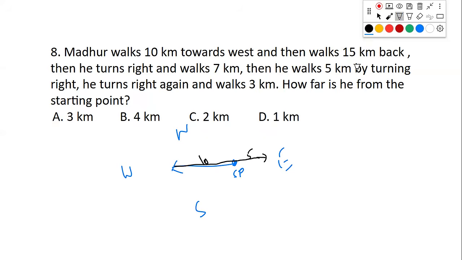Then he turns right and walks 7 kilometers. Say this is 7 kilometers. Then he walks 5 kilometers by turning right again. And then he turns right and walks 3 kilometers. Say out of 7, 3 kilometers. So this is 7 and he walked 3. How far is he from the starting point? So this is the gap. So the gap is 4 kilometers because 4 plus 3 is 7 and this side is 7. So your answer is B choice.